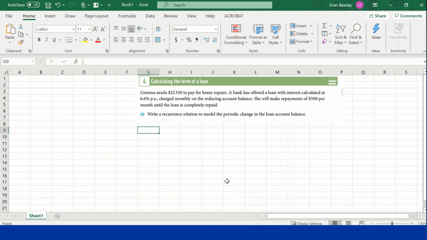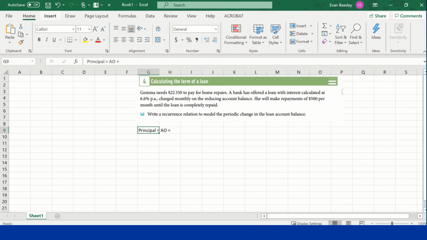First of all, let's write this as a recurrence relation. So, principal. What did we say that was? That was A0. I wonder if I can do a subscript in Excel. No, that's not going to work. Anyway, what's our principal? That is the initial amount that we're borrowing.